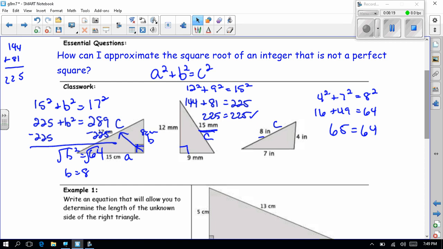Okay, so when you set it up, you find out that 65 is the left side of the equal sign and 64 is the right side of the equal sign. That is not true, so this is not a right triangle.